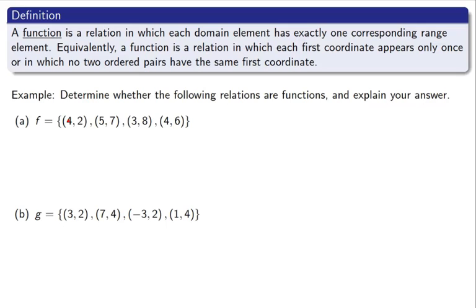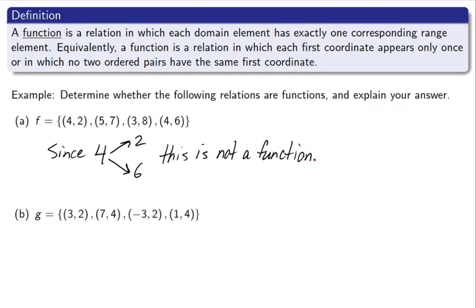With that said, we've got (4, 2), (5, 7), (3, 8), and (4, 6). What I notice is the number 4 shows up twice with different outputs. That's a problem. Let me draw it like this, and I'm going to use this arrow to mean maps to. Since 4 maps to 2 and to 6, again, only one output can be associated with a particular input, not 2. We only need 1. This is not a function.